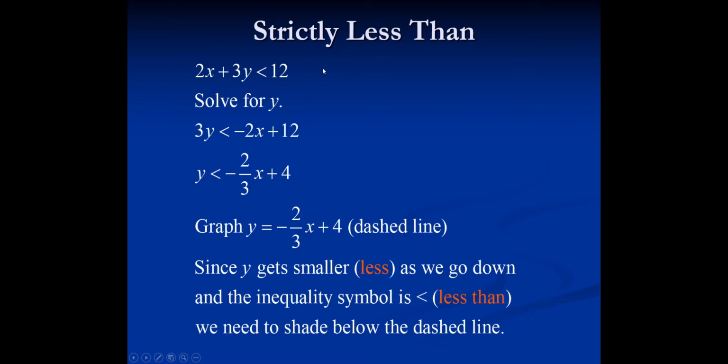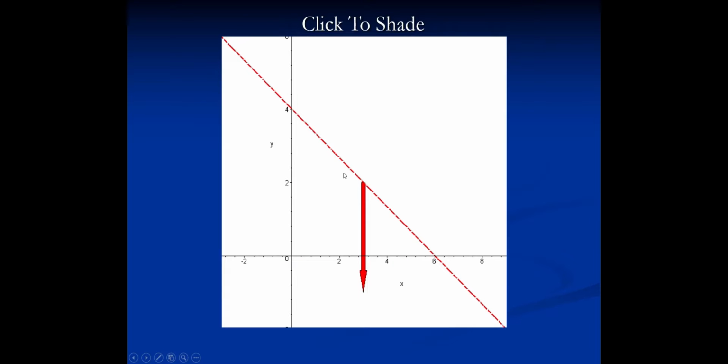If it were strictly less than, so here we've got the same thing, but strictly less than, the only thing that's going to change is you draw the line as a broken line, a dotted line. That means the graph will not include the line. The shading will look the same. This is just indicating that you're not including the line. So if you were drawing this on a piece of paper, you've got to make it noticeable that that's a broken line. And then when you shade, be careful when you shade.